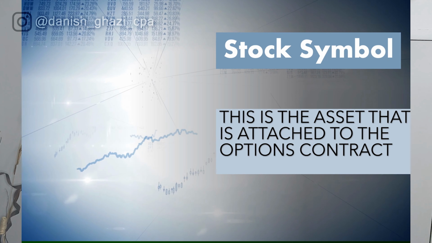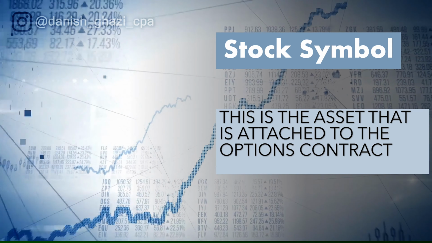Stock option quotes are listed on market exchanges around the world, like the New York Stock Exchange, for example. Each quote contains multiple different parts, so you need to understand how each of those parts works. Now let's take a look at what makes up each stock option quote. The first is the stock symbol. This is the asset that is attached to the options contract.